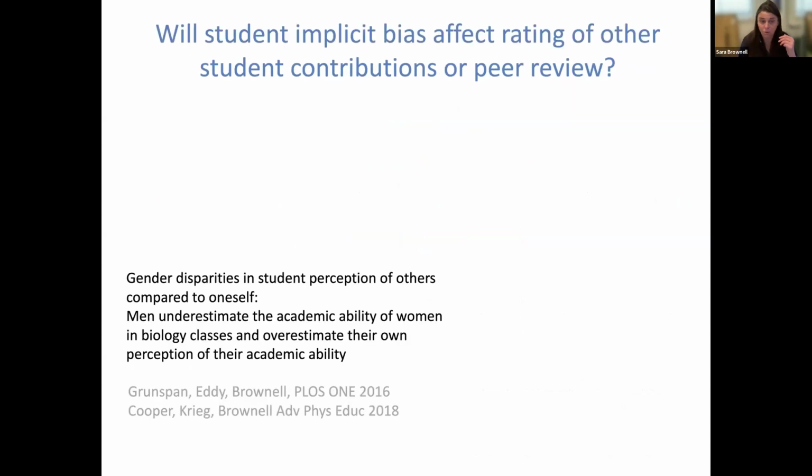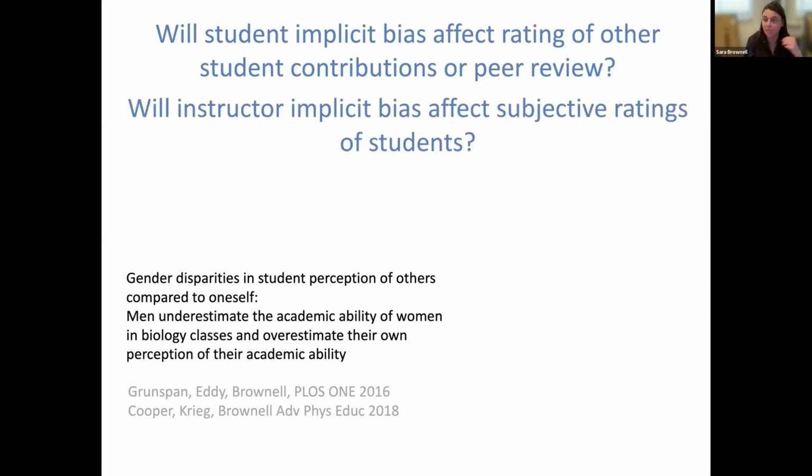So there's studies that show that men in general, students, underestimate the academic ability of women in biology classes and overestimate their own perception of their academic ability. We actually looked at students who were average students in the course, and women who are average students were like, yep, I'm an average student. I'm smarter than about half the class. And men were like, nope, I'm smarter than like 60% of the class, right? So this overestimation of their own ability may actually change how they rate other people in inaccurate and unfair ways.